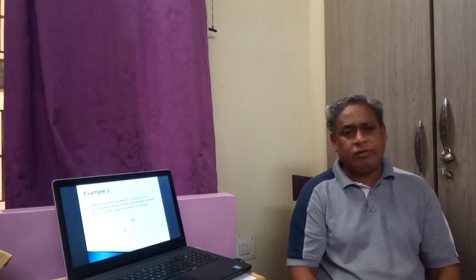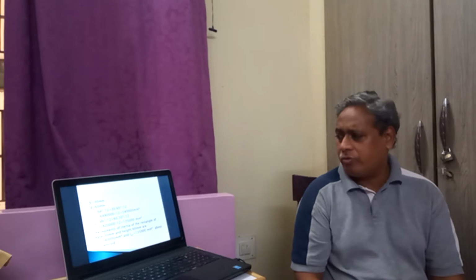Now we will move to another example. We have taken a rectangle of 30 into 60. That is, the width is 30 and the height is 60. Therefore, B is 30 and D is 60. Ixx, that is the moment of inertia about the x-axis along the centroid, is bd cube by 12, where B is 30 and D is 60 cube, 60 cube by 12. So we get 648 followed by 4 zeros by 12, that is 540,000.